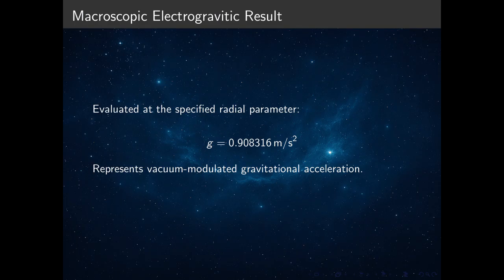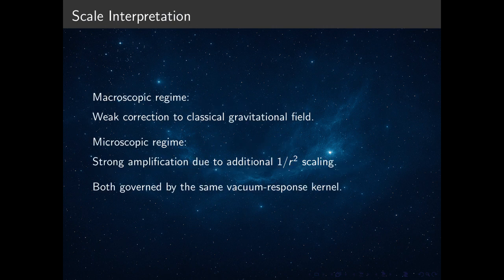Within this framework, the acceleration exhibits an effective dependence on the radial structure of the kernel, with the overall scale and sign determined by the relative vacuum deviation term, epsilon local, which encodes spatial variation in vacuum properties between regions of differing energy density. At the microscopic scale, this deviation term produces a significantly amplified response due to the additional 1/r² scaling, resulting in strongly localized field behavior, while at the macroscopic scale, it contributes only a small correction to the classical gravitational value, consistent with weak field behavior dominated by 1/r type dispersion.